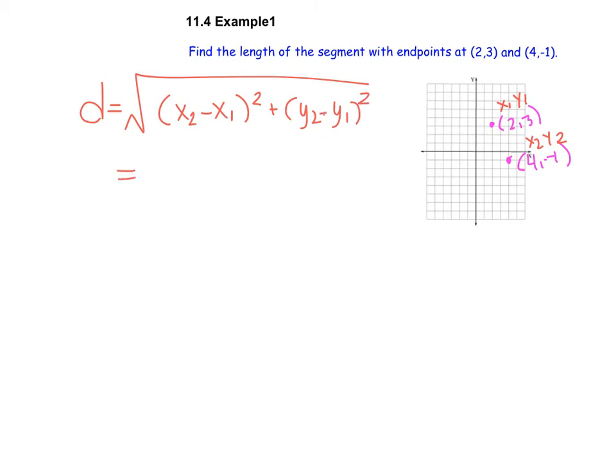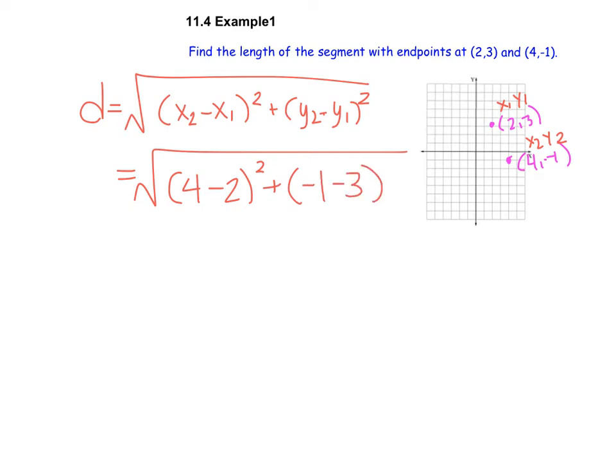And so now if I substitute in my values, x2 is 4, x1 is 2, y2 is -1, y1 is 3. So I've subtracted the x values, subtracted the y values. I know that 4 minus 2 is 2 squared. I also know that -1 minus 3 more is a -4.